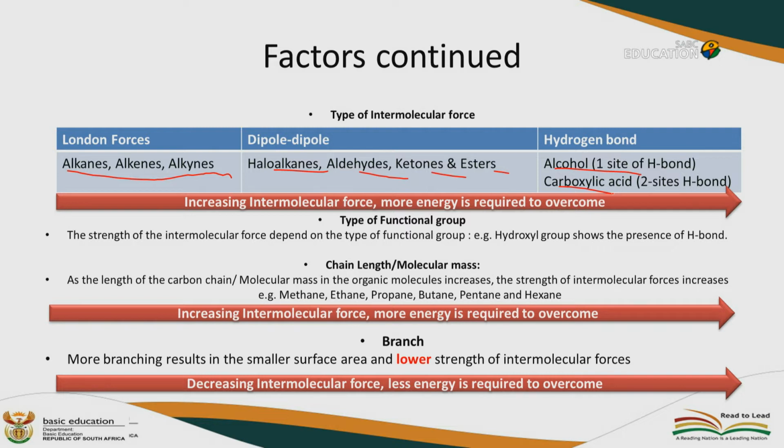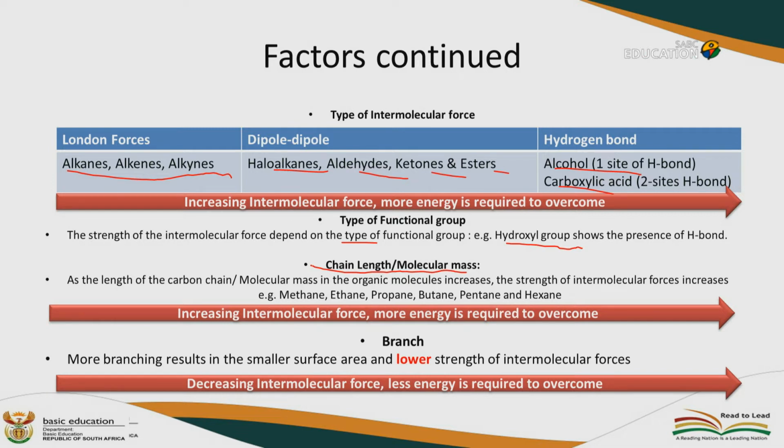Now, the type of functional group is important as well, because the strength of the intermolecular force depends on the type of functional group. For example, if you're having a hydroxyl group, it will be able to show the presence of hydrogen bond. So you're able to know whether you have hydrogen bond or you have no hydrogen bond by looking at the functional group. Now, the next factor is the chain length, which I just combined with molecular mass, because as the chain length increases, the molecular mass as well increases.